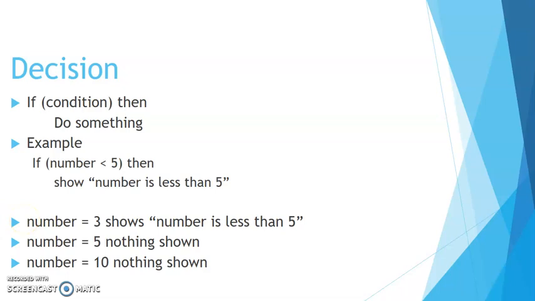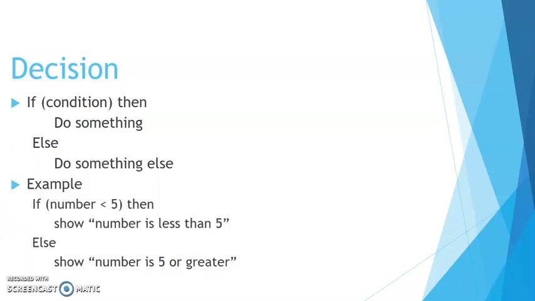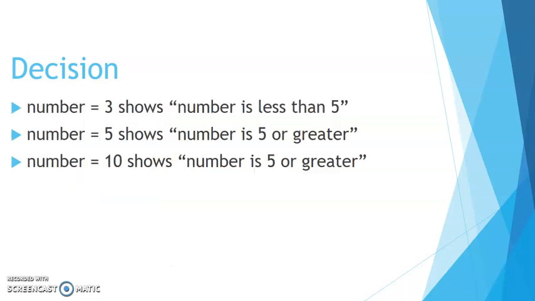We'll look at the next iteration of that, where we bring in an else statement. Here we're saying if a condition is true, then do something, else, or otherwise, do something else. Let's go back to our example with the number less than 5. If the number is less than 5, and again, that's our condition, the number is the variable, and we're checking if the value of that variable is less than 5, then we're going to show the number is less than 5. Otherwise, we show that the number is 5 or greater.